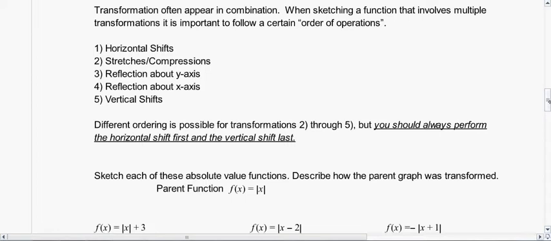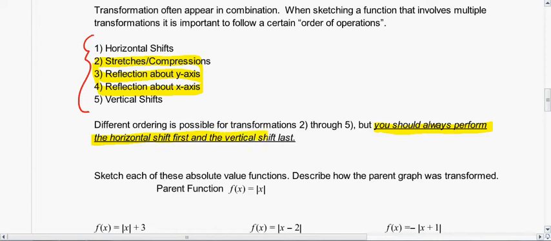So there's an order of operations, just like with PEMDAS for arithmetic, there's an order of operations for transformations. And this is it. Horizontal shifts, and then stretches and compressions, then reflect about the y-axis, reflect about the x-axis, and then vertical shifts. Now it's okay to take these three here, the stretches, the reflections about the x and the y-axis, and put them in different orders. Totally okay to do that, but really important to always start with the horizontal shifts first.